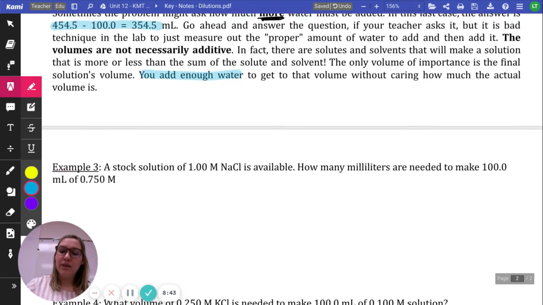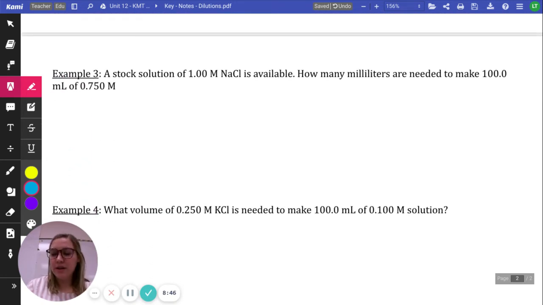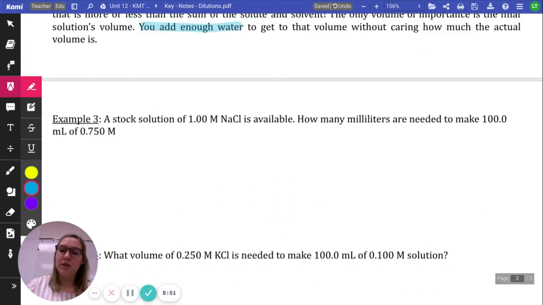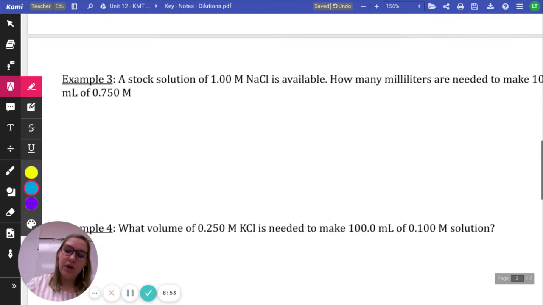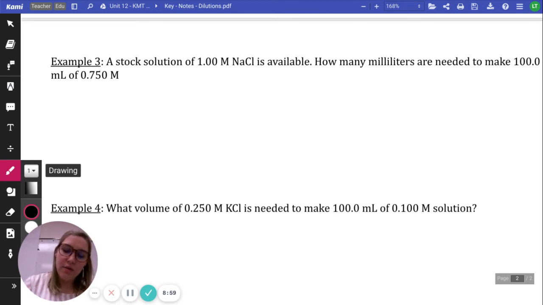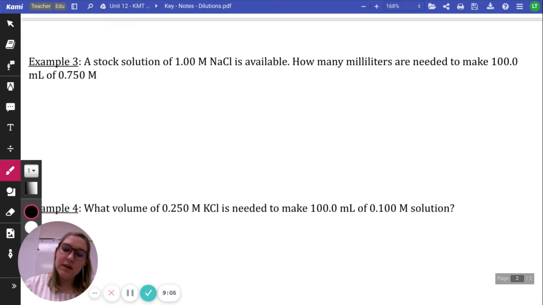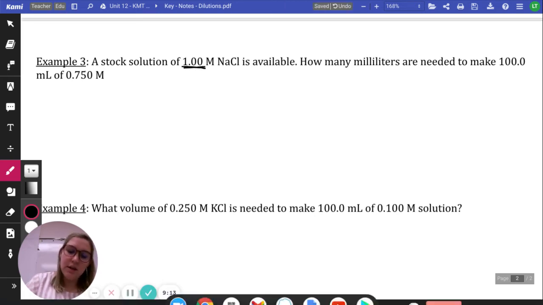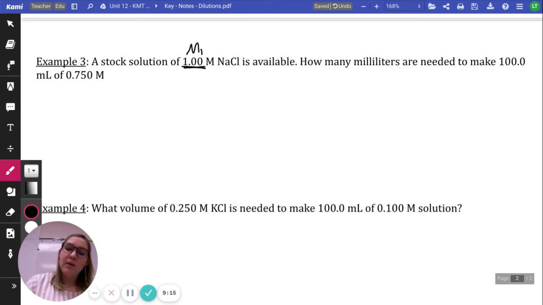All right, I am going to solve one more with you guys and then leave you guys with the last, maybe I'll solve 2 more with you guys and then leave you with 2 to solve on your own. So this one says a stock solution of 1.00 molar NaCl is available. How many milliliters are needed to make 100 milliliters of 0.75 molar solution? Okay, so we have this as our starting solution. So this is going to be our M1. We do not know our V1. So V1 is what we're looking for.